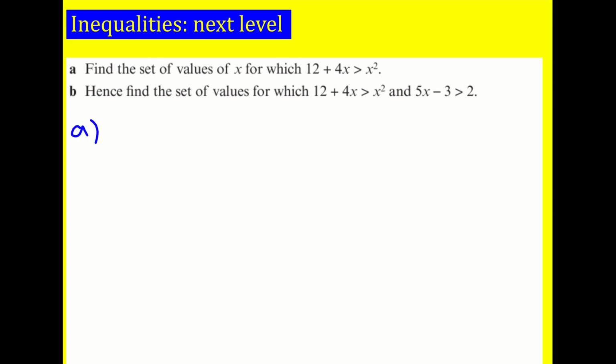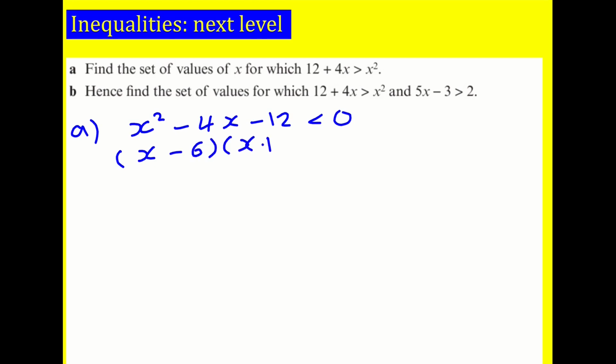So part A, we have a quadratic inequality. We set it all equal to 0 and keep x squared as a positive term. So it's going to be x squared minus 4x minus 12 is less than 0. Factorize: x minus 6, x plus 2 is less than 0. So the roots are 6 and minus 2 if we were to solve for equaling 0.